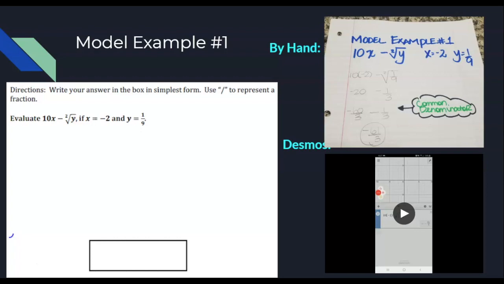Looking at the by hand approach, we want to go ahead and multiply 10 times -2 and find the square root of 9, which is 1/3. And then we need to combine those two. Because I'm working by hand, I need to find a common denominator, which is 3. So I have -60 minus 1/3, which gives me -61/3. Please take a few seconds to look at the Desmos approach.